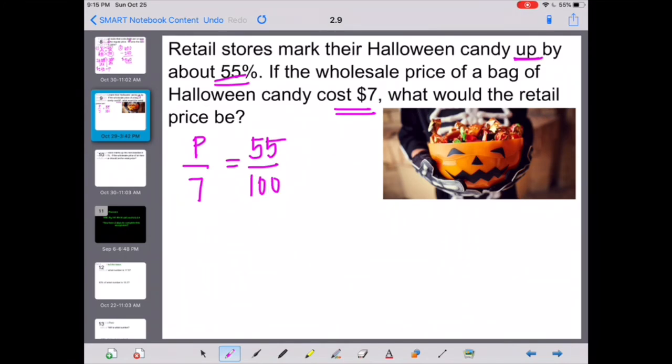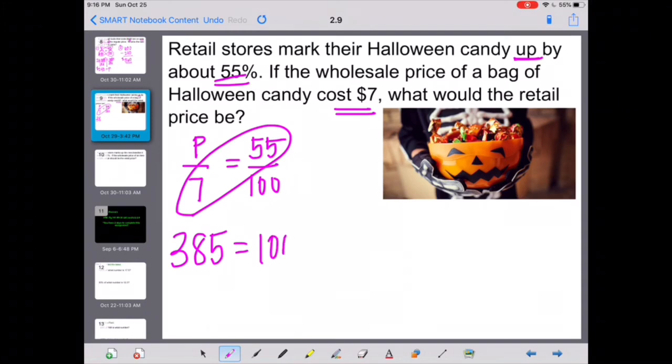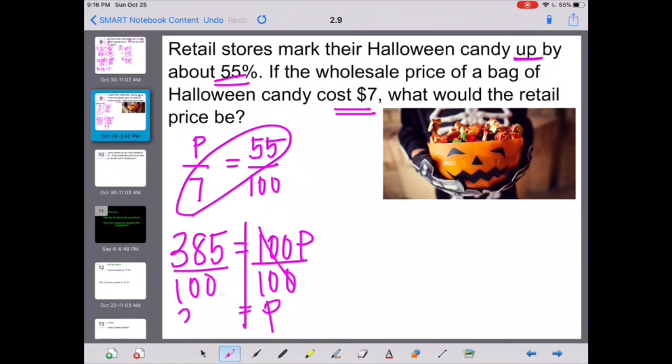So part over whole equals percent over 100. When I cross multiply, I'm going to get 7 times 55, which is 385, and then 100 times p. I'll divide by 100, and my part is going to be $3.85.